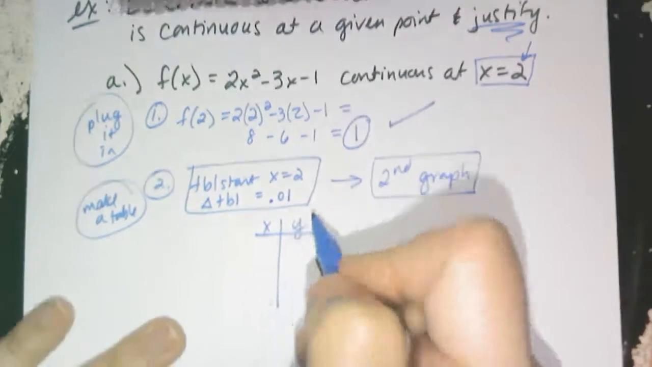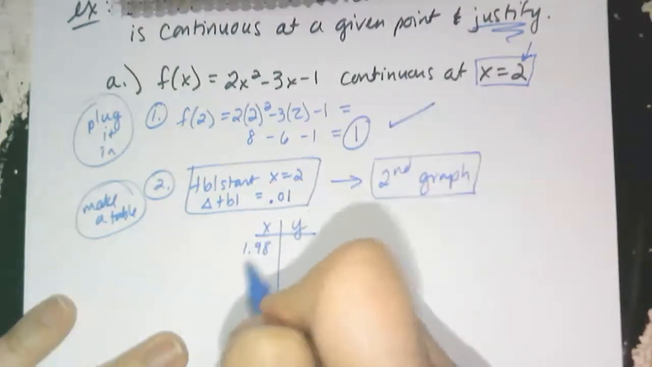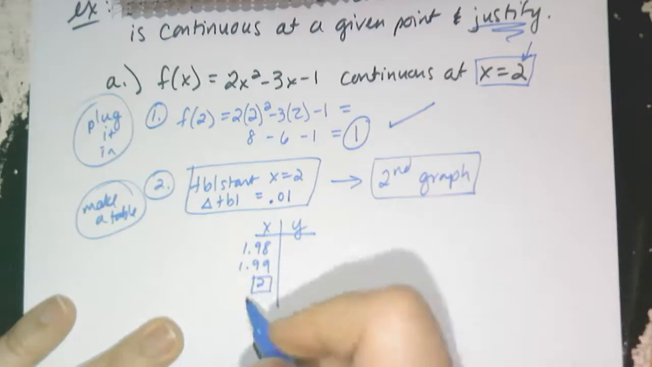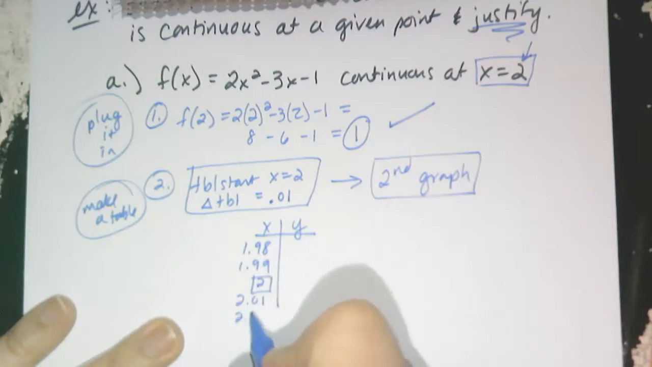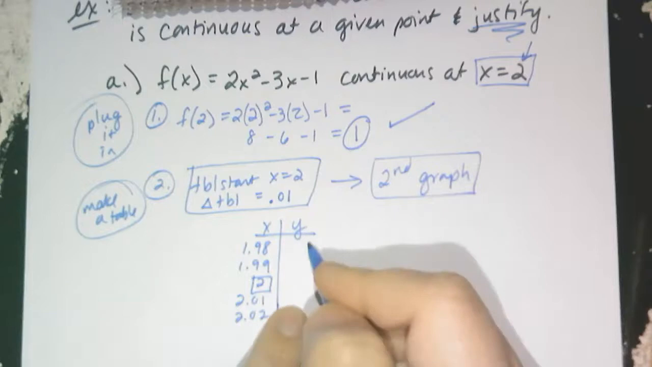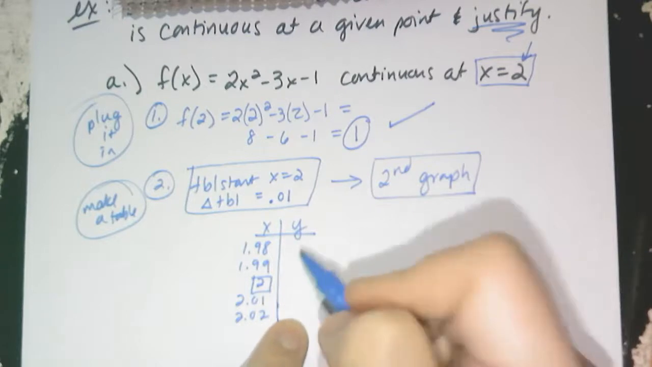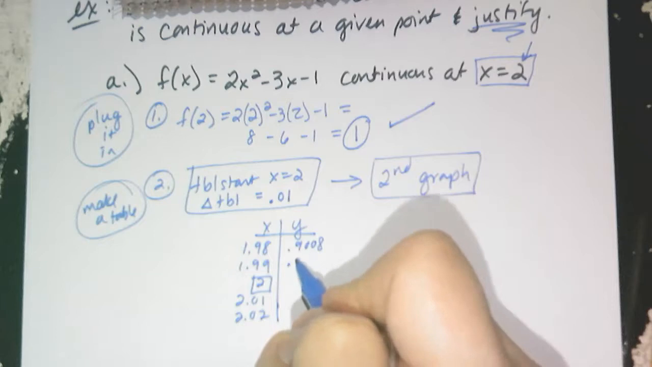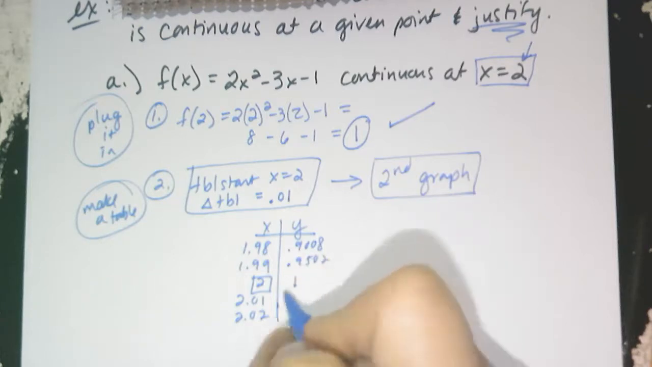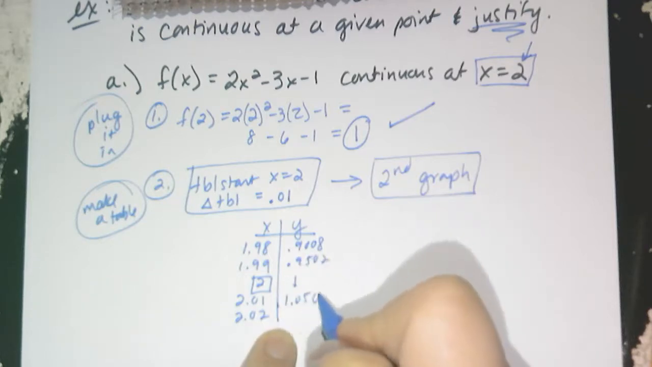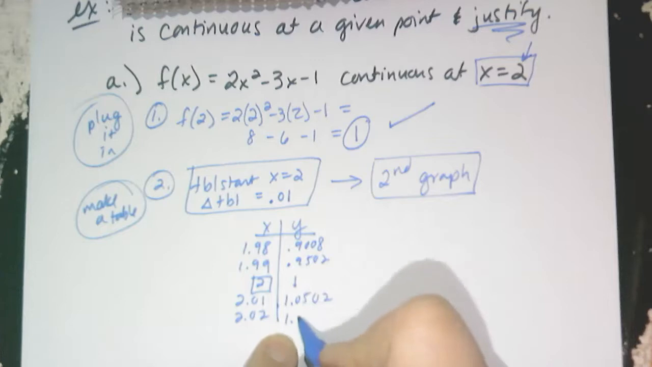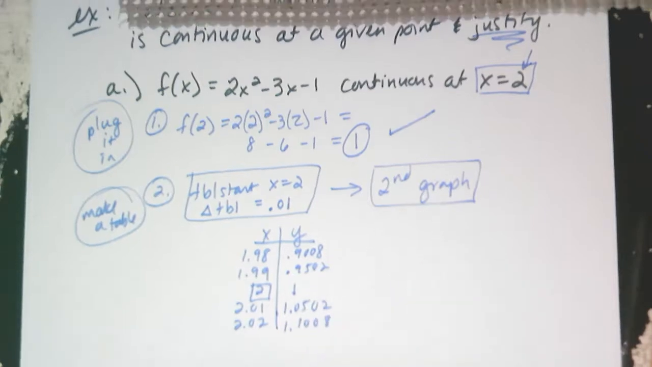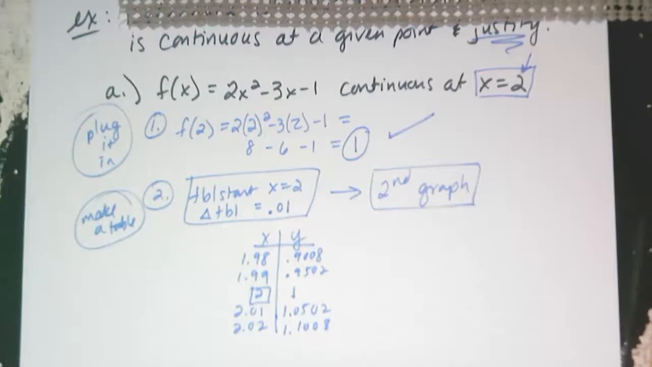So here's what I mean. I want you to do 1.98, 1.99. 2 is your c value. 2.01 and 2.02. And then actually copy out the y values. Let's see, 0.9008, 0.9502, 1, 1.0502, 1.1008.